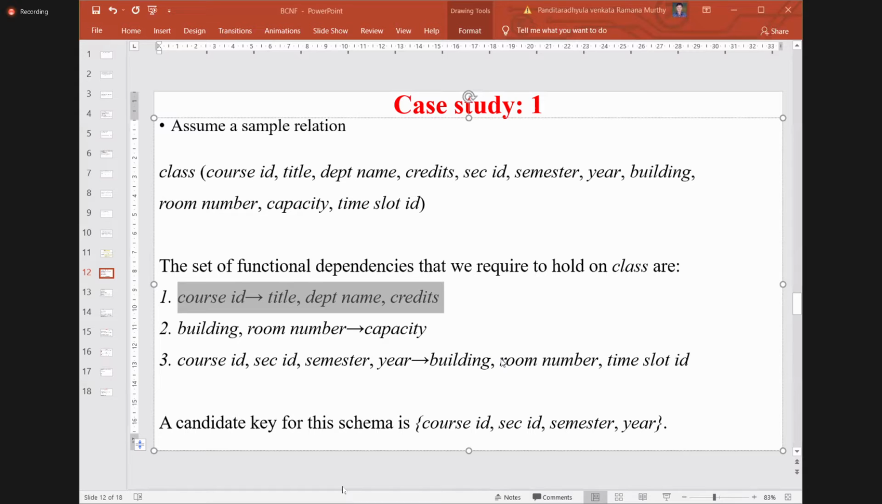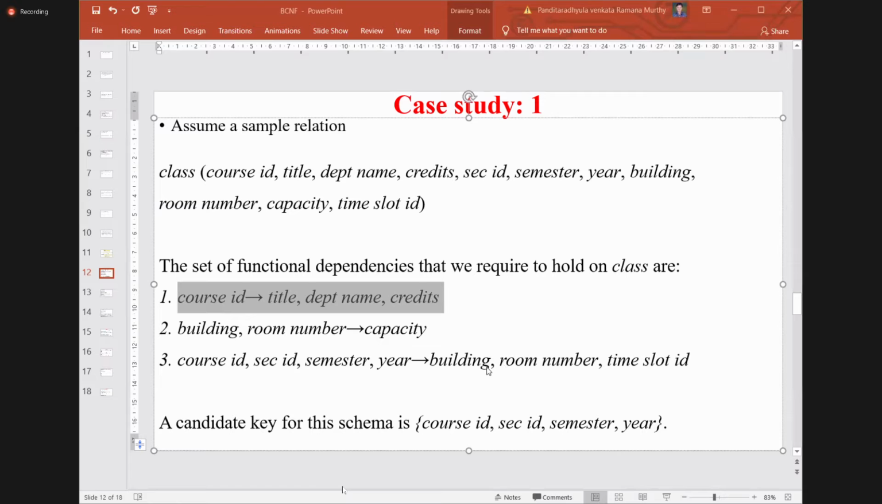So if you give the building and room number, then you can say what the capacity of the room is. It could be that 60 students can sit, or 30 students can sit, because even in our block we have classrooms and tutorial rooms also. Tutorial rooms can seat only 30 students, whereas in a classroom 60 can sit. So if you want to know the capacity of a particular classroom, you need to know the building and room number.